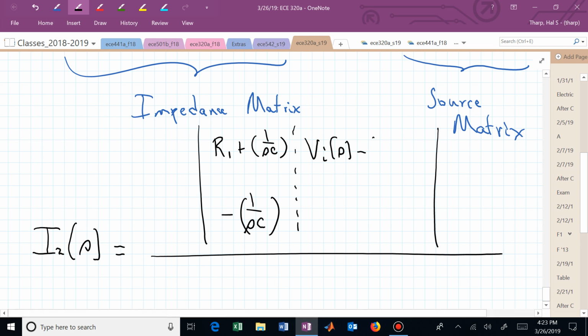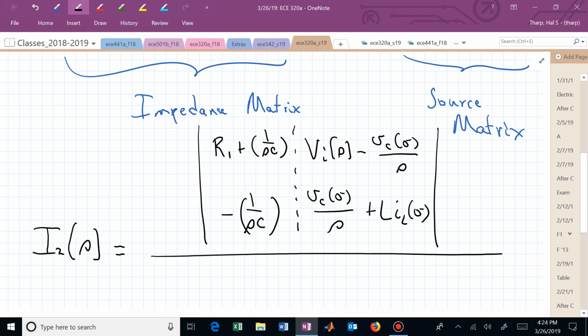Then we had minus V sub C of 0 minus over S. And in the second row of that right-hand side, we had V sub C of 0 minus over S plus L, I sub L of 0 minus. Whatever the initial condition was on that capacitor, let's say it was 6, we now have 6 over S. Let's say we had an inductor value of 1, big inductor. We have now 1 times whatever the current was. Let's say it was 10 amps.